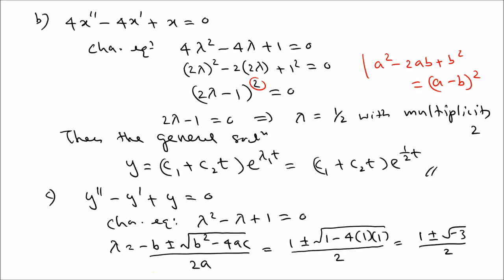You need complex numbers for that. So that's going to be square root 3i. So this says that we have lambda equal 1 plus or minus square root 3i over 2. If you separate this, you can write this as 1/2 plus or minus square root 3 over 2 i. So you can see that that is the alpha value and that is the beta value.